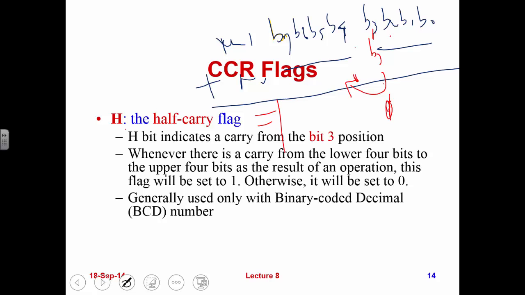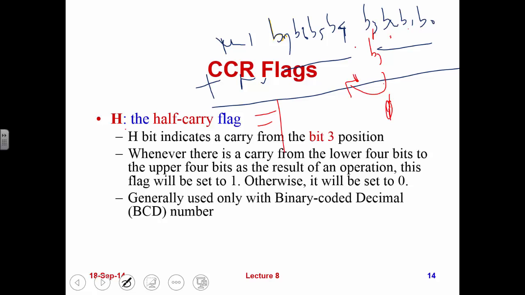But if it happens between bit 1 to bit 2, in other words, when you do addition, if you have a carry from bit 1 to bit 2, but not from bit 3 to bit 4, then that's not half carry. Or if you involve a carry from bit 4 to bit 5, but not from bit 3 to bit 4, then the half carry bit is still 0.